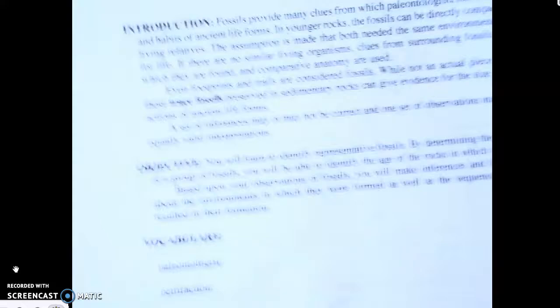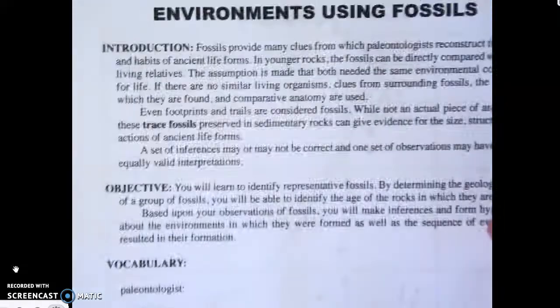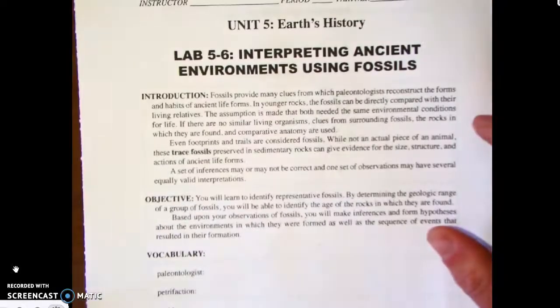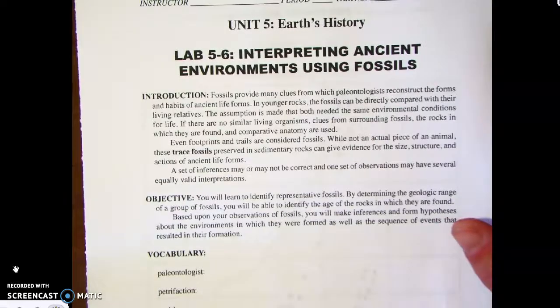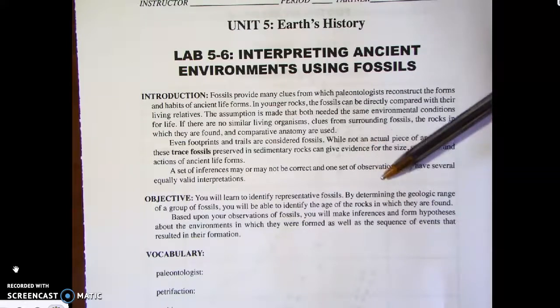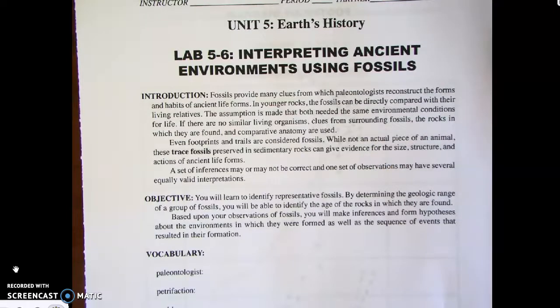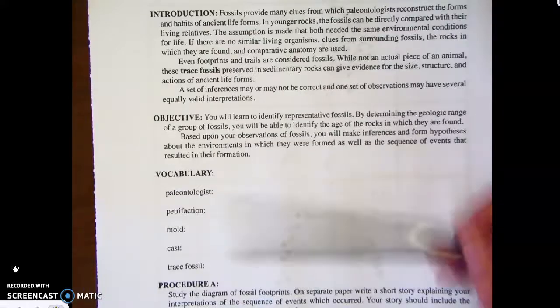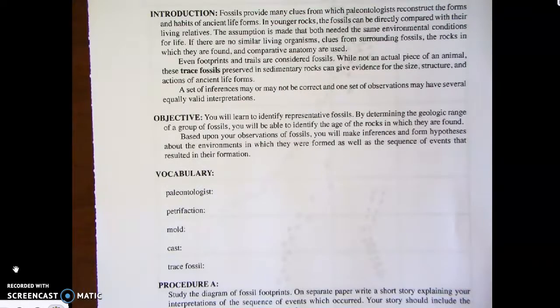And the lab has really three parts to it. This lab is from your lab book, and it's called Interpreting Ancient Environments Using Fossils. Now, we'll take a look at more fossils. I'm going to attach a scanned copy of the lab for you, but I'll also have a Google document where you can type on it. So the vocabulary, the questions, and everything will be in a Google document also.